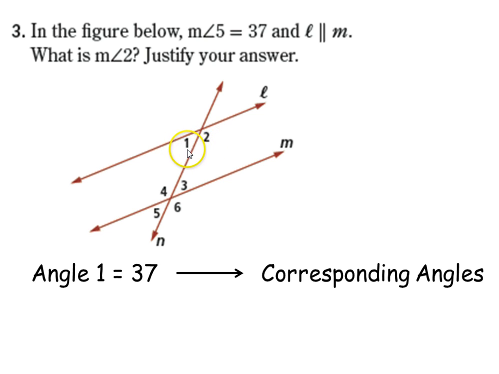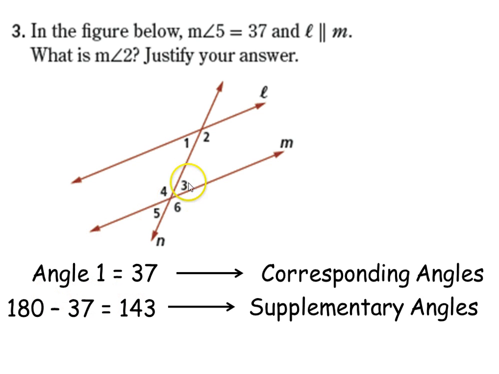If I look at angle 1 and angle 2, these two are a linear pair. They are on the same straight line, so angle 1 plus angle 2 is going to be 180 degrees. So I can do 180 degrees minus 37, which gives us 143. The reason I can do that is because angle 1 and angle 2 are a linear pair. Therefore, they are supplementary angles. They add up to 180. So, after doing that subtraction, I can say that angle 2 is 143 degrees.